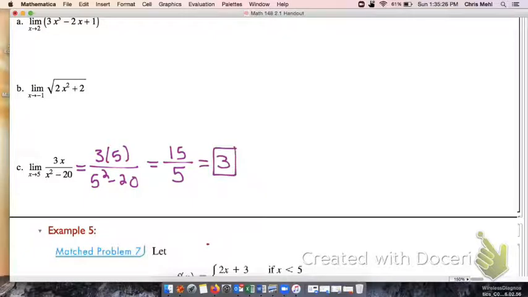Okay, so limits are actually not too difficult. You'll notice for these 3 functions, all you had to do is plug the limiting value in. Each one of these functions is defined at the limiting value, so you can just plug the limiting value in.